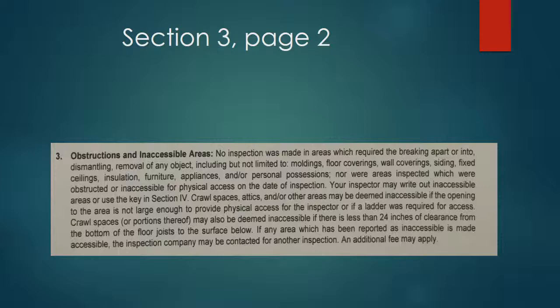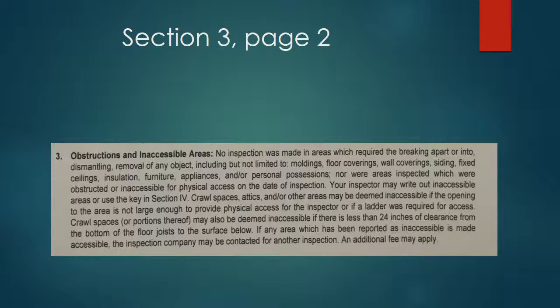Also, we want to note that crawl spaces may also be deemed inaccessible if there is less than 24 inches of clearance from the bottom of the floor joist to the surface below. If any area which has been reported as inaccessible is made accessible, the inspection company may be contacted for another inspection. An additional fee may apply.